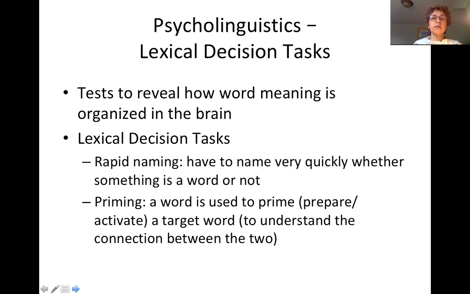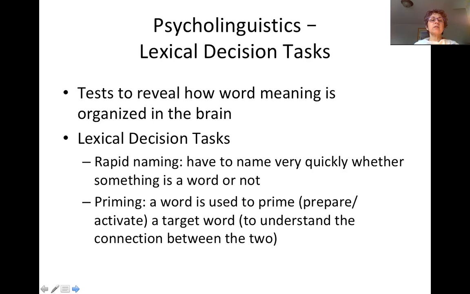Typically, in psycholinguistics, the way we learn about the human capacity to store words, our knowledge of words, our knowledge of meaning and concepts, is investigated through lexical decision tasks. These tests reveal how word meaning is organized in our brain.